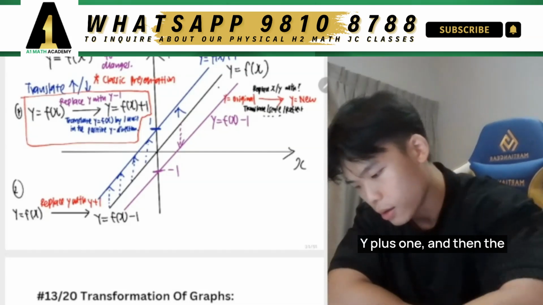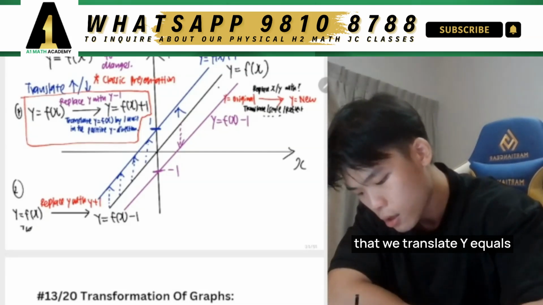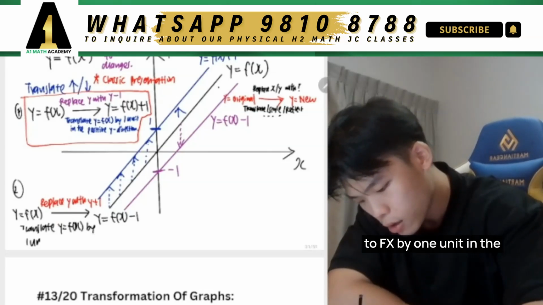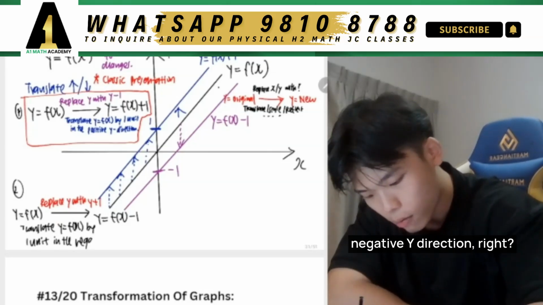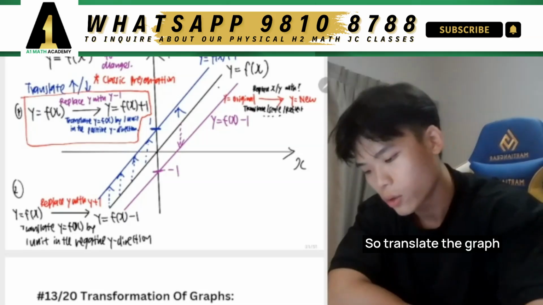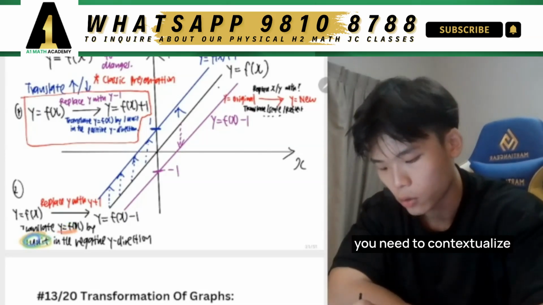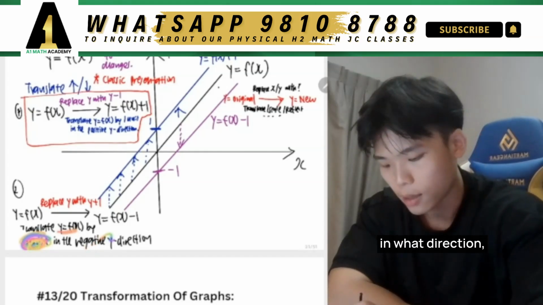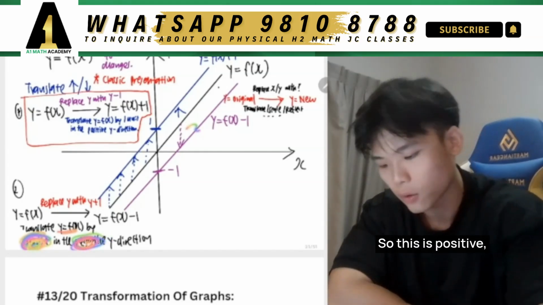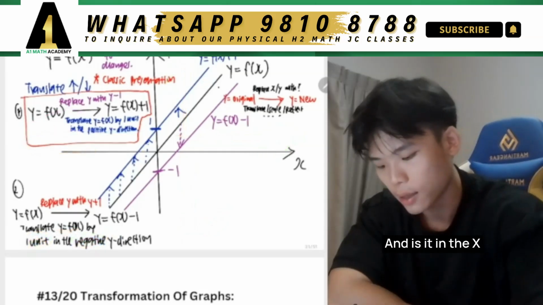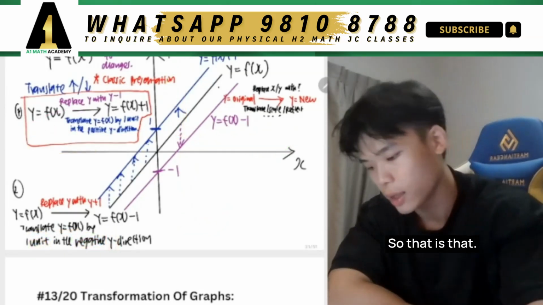And then the change that happens is that we translate y equals f(x) by 1 unit in the negative y direction, right? So translate the graph by how many units. This one is something that you need to contextualize in what direction, positive or negative. So this is positive, this is negative, and is it in the x or the y direction? Okay, so that is that.